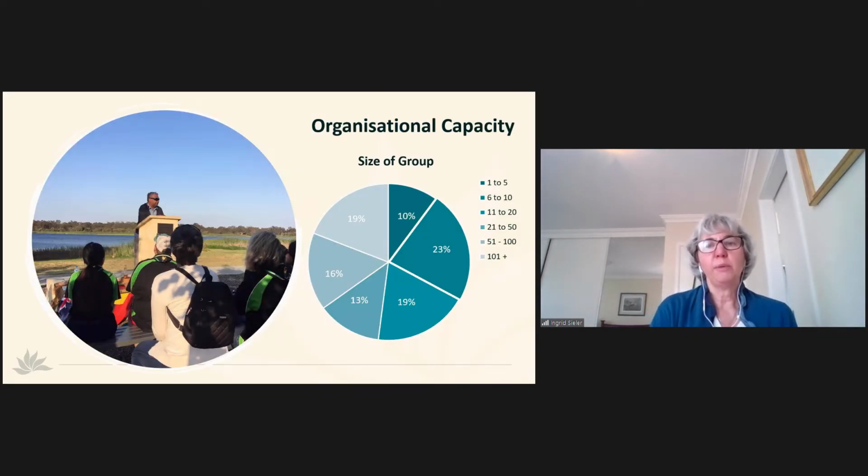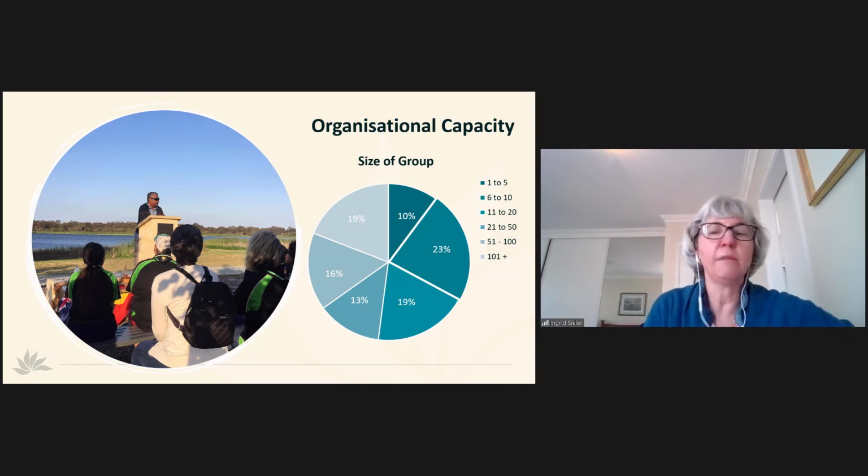So what do we know about the groups that do all this work on ground? Well, most of them are small, with a lot of them having less than 50 members, and many in that 6 to 20 people range. We did find that a small number of groups that participated in the survey have over 100 members, and these groups, interestingly, work along the Swan and Canning rivers or other wetland areas.